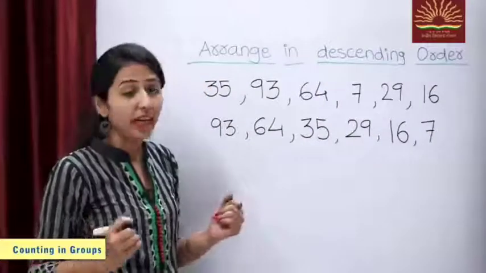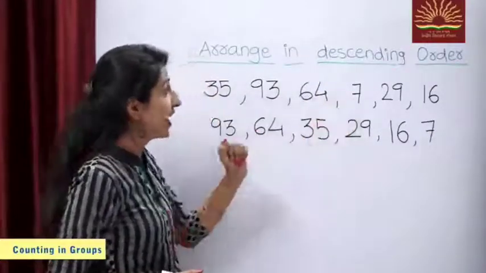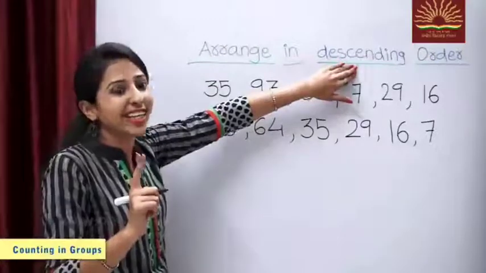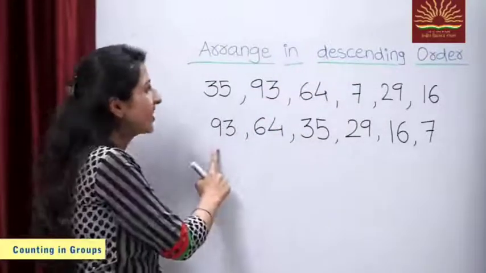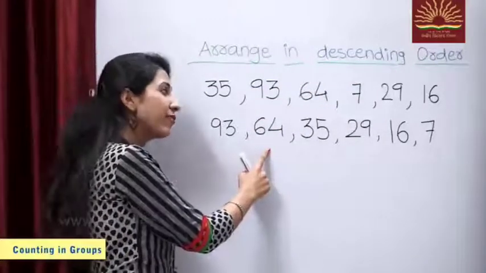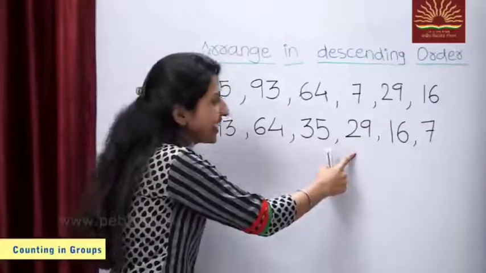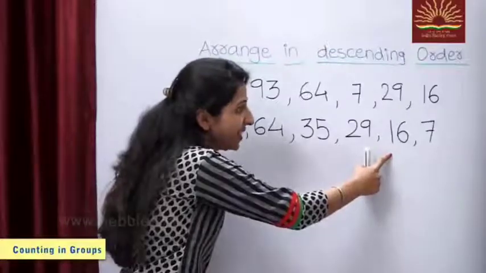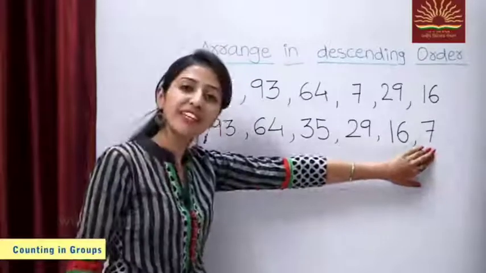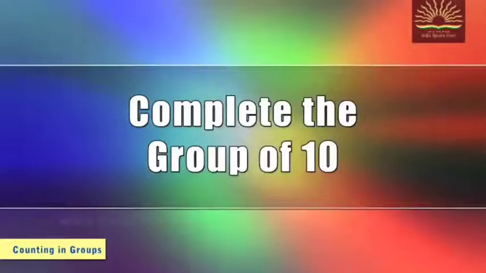So, we have arranged these numbers in their descending order. 93, 64, 35, 29, 16 and 7.